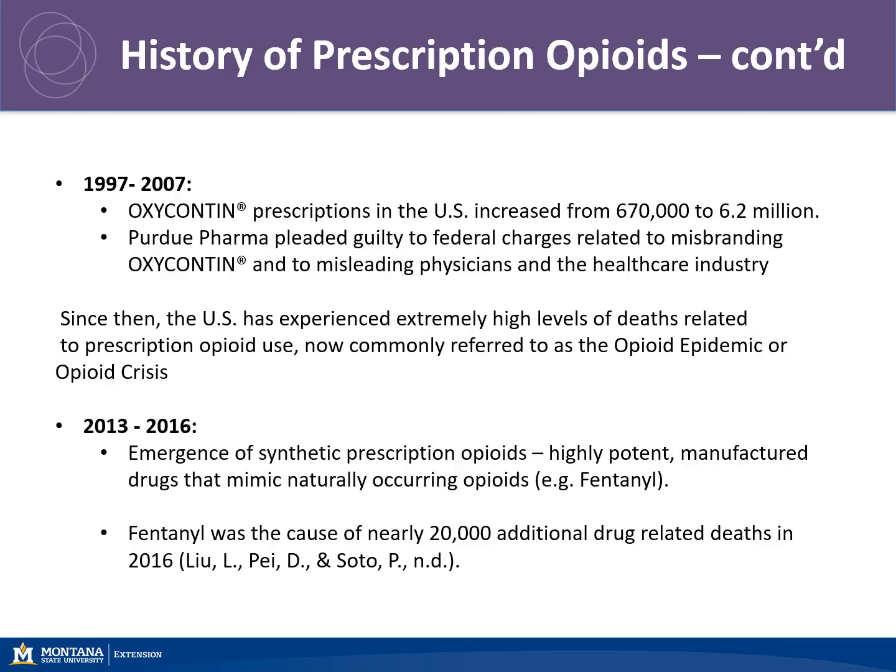Between 2013 and 2016, an emergence of synthetic opioids was seen. If you recall from an earlier slide, a synthetic opioid is a highly potent manufactured drug that mimics the naturally occurring opioids in your body called endorphins. One of these synthetic opioids, fentanyl, is 50 to 100 times stronger than morphine and was the cause of nearly 20,000 additional drug-related deaths in 2016.